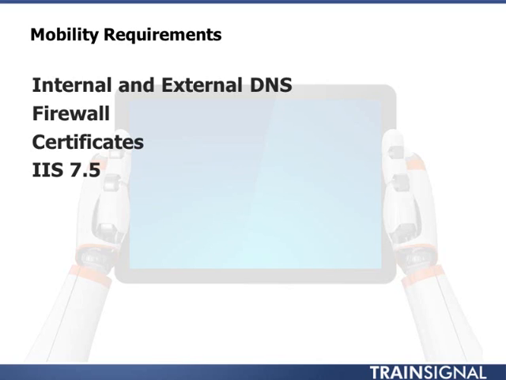Microsoft's recommendation for IIS is that you use IIS 7.5 for mobility. When you install the mobility service, it is going to configure some of the ASP.NET flags to improve performance inside of IIS. Keep in mind that IIS 7.5 is installed by default with Windows Server 2008 R2.